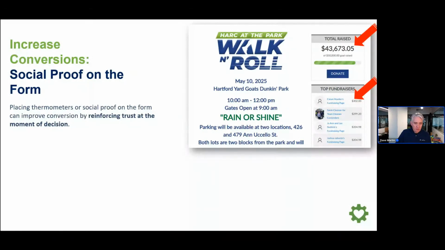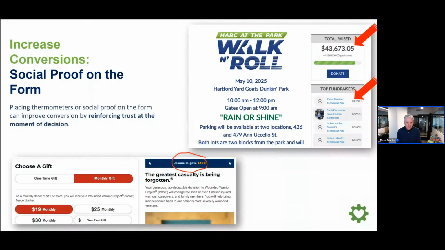Here's an example, Wounded Warrior Project. I drew a little crooked red line around it there. I don't think I needed that, but anyway, Gene B gave $300, and this is like a rotating little banner here. So as someone's going through the process, they're seeing these people and how much money they gave. So you're using social proof, not pressure, but just proof that this is a trusted organization. I should be giving my money to this group, right? Another great way to increase conversions.